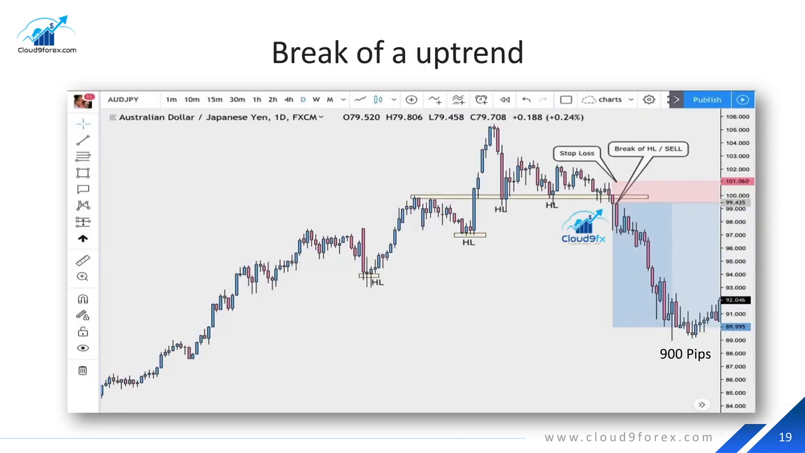Break of an uptrend. So we have our higher lows, then eventually we get a break, and we want to put our stop loss above just in case price does come back up. So once price breaks, price retests, and we can clearly tell that price is dropping and is no longer in an uptrend. And this was a 900 pip move actually, which was crazy.